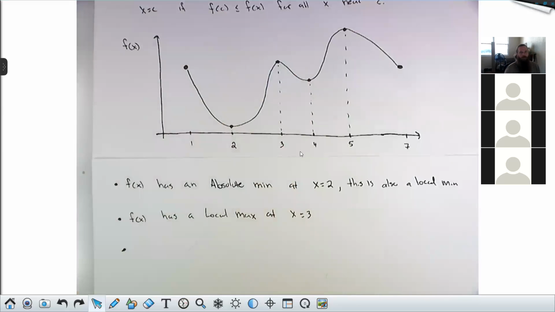Okay, moving along. What's going on at 4 here? This certainly isn't the lowest point anywhere on the graph, but if I draw a little window around x equals 4, that is the lowest point in that window. So what kind of feature does this function exhibit at x equals 4? It has a local minimum. Very good.